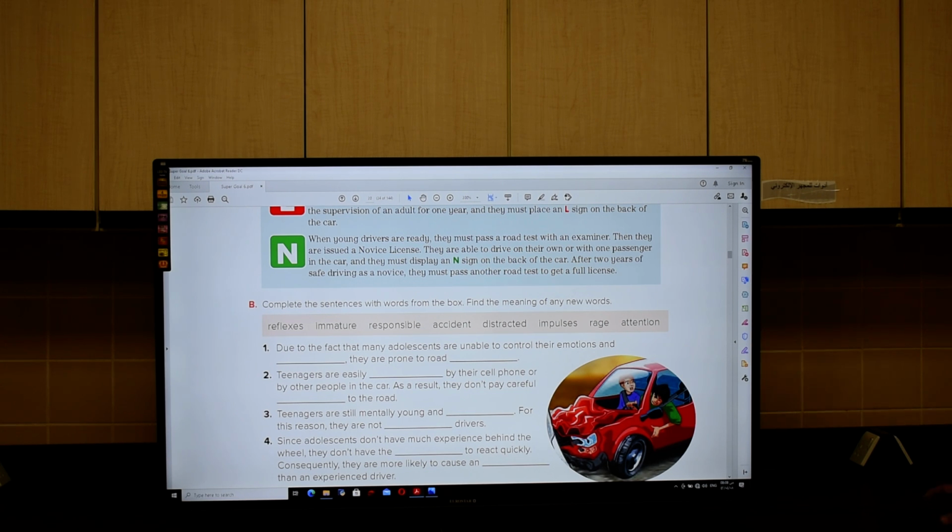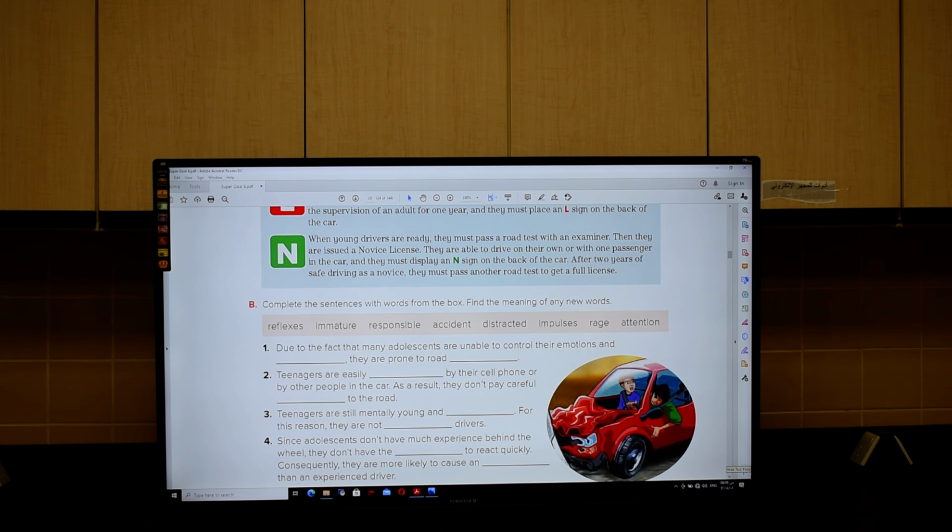And responsible: if you're responsible about something, you can do it, you are up to it. Now the first sentence: due to the fact that many adolescents are unable to control their emotions and they are prone to road rage. So they can't control their emotions and reflexes, so they're prone to road rage. Number 2, teenagers are easily distracted by their cell phone or by other people in the car. So they can't pay attention.